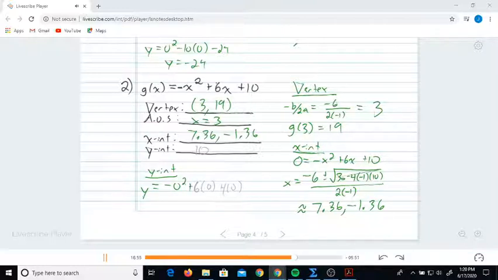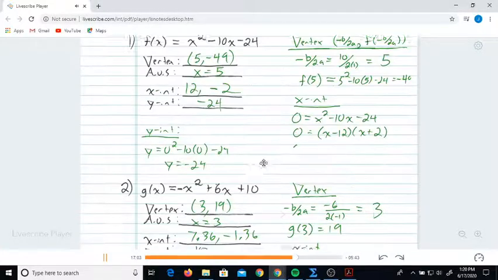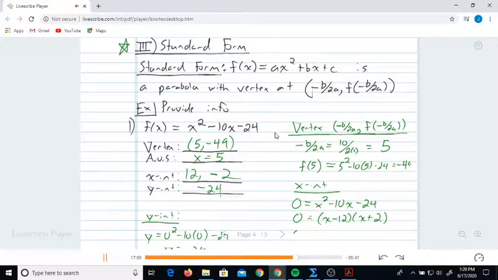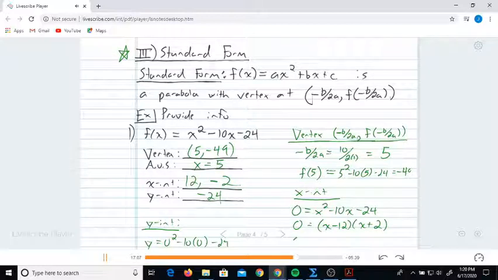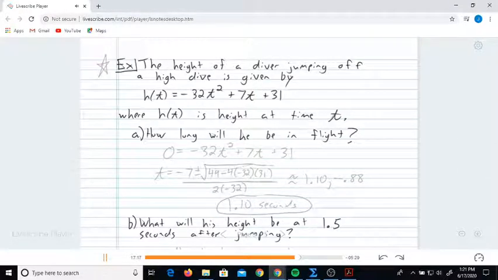Alright, so to summarize with standard form, if everything's all multiplied out, you have to remember the vertex is going to be located at negative b over 2a. That's the key there. So let's wrap up with an application, a diving example. If you've taken a physics class, you've seen these quadratic functions extensively. So here, the height of a diver jumping off of a high dive is given by that function, where h is a function of t, h representing height, t representing time.